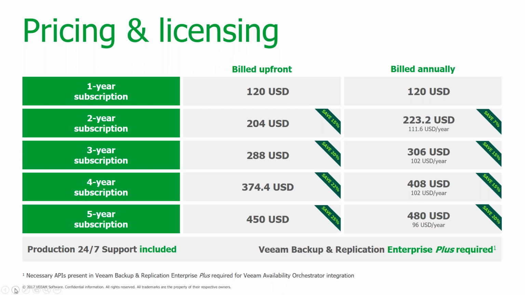In terms of pricing, they start at just $120 per VM per year. That's for a 1-year subscription. And then we do offer discounted 2 to 5 year subscriptions as well. Most popular being 3-year, and we offer up to 20% savings there, but discounts do run up to 25% for the even longer subscriptions. And as with all Veeam licensing, 24/7 production support is included for the entire duration of your subscription.